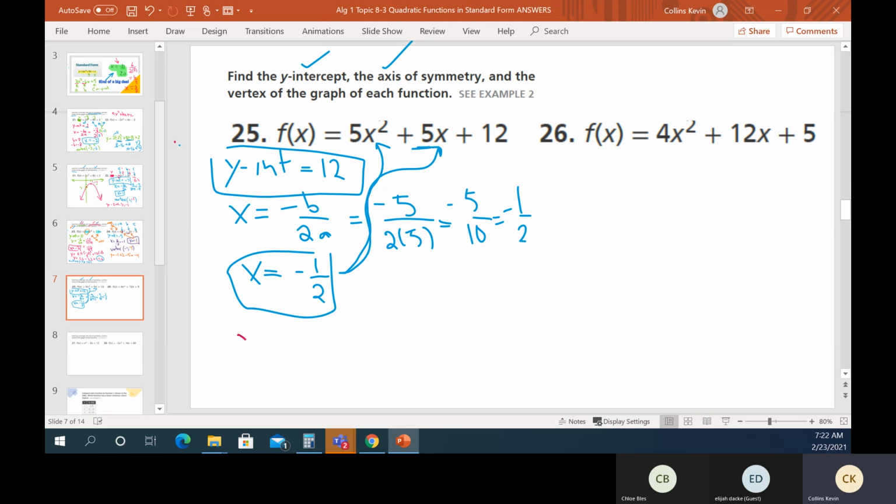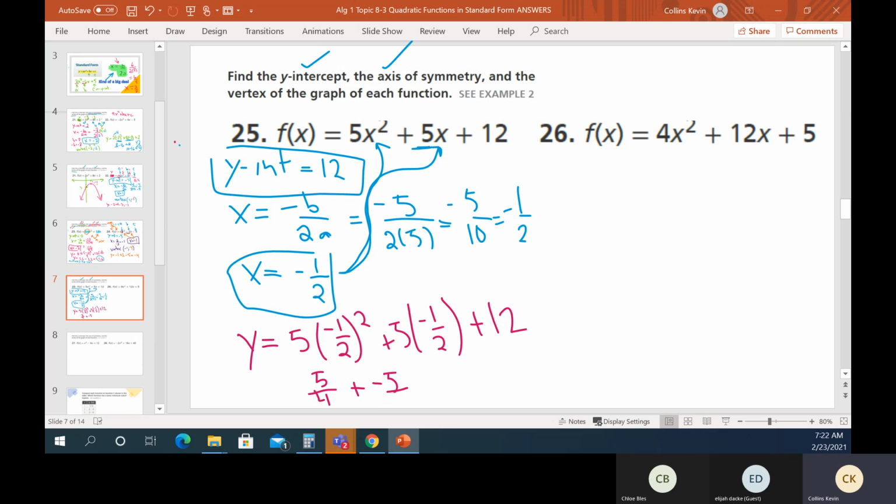All right, so this is going to be y equals 5 times negative 1/2 squared, plus 5 times negative 1/2 plus 12. Negative 1/2 times negative 1/2 is actually positive 1/4. So 1/4 times 5, this is going to be the ugly fraction of 5/4. Then we go plus, 5 times negative 1/2, so this will actually be negative 5 over 2.